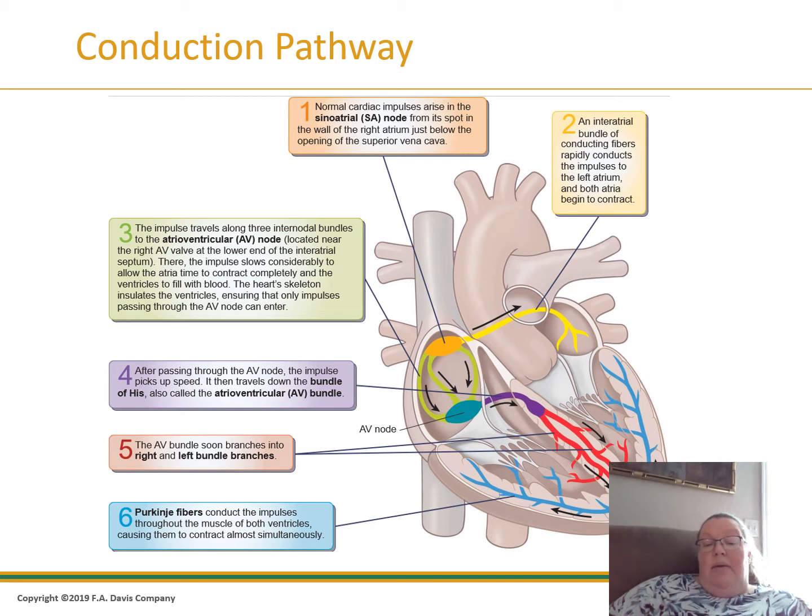So the SA node initiates the contraction, and then the electric conductivity runs down the bundle of His through the branches and into the Purkinje fibers, causing first the contraction of the atrium and then the contraction of the ventricles. Now, most of the strength of the contraction is going to be down here in the Purkinje fibers and the bundle of His, because the contraction of the ventricles needs to be strong. It's pushing blood, especially the left ventricle, which has the largest workload of the heart, pushing blood out into the body.